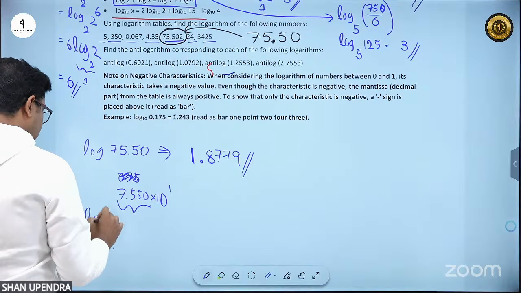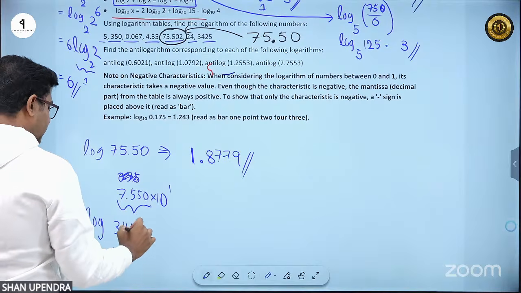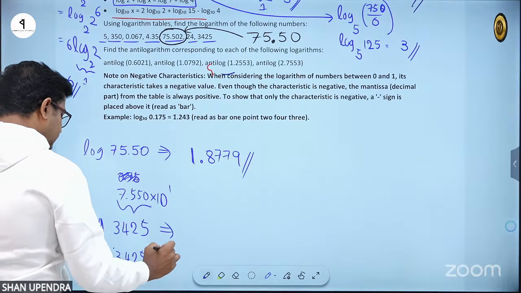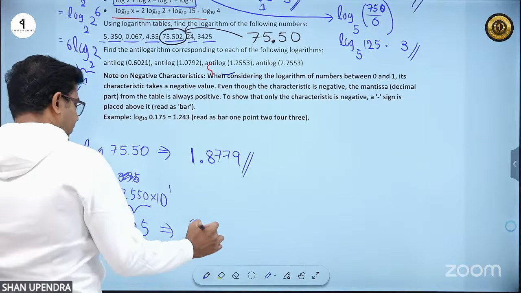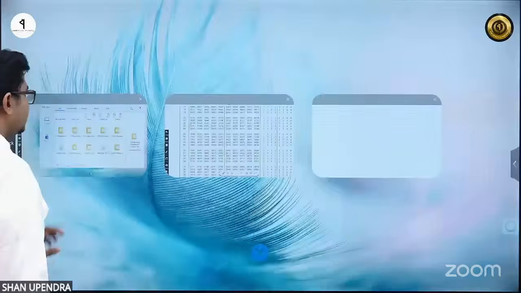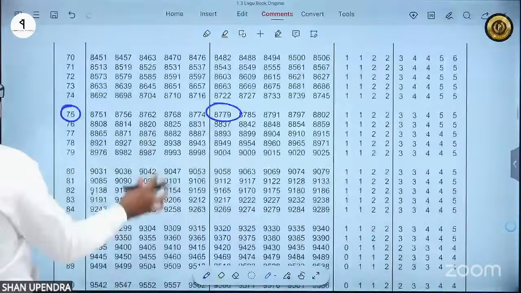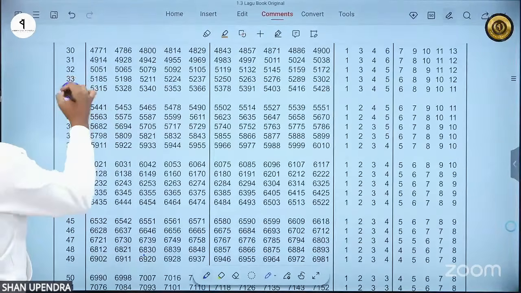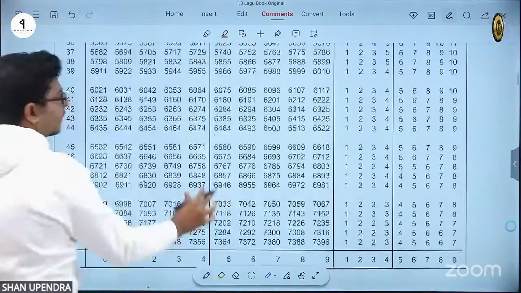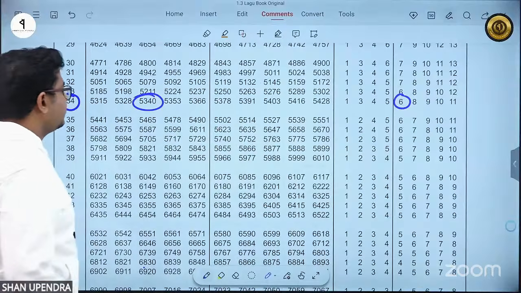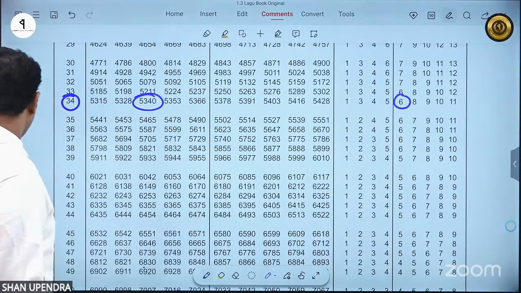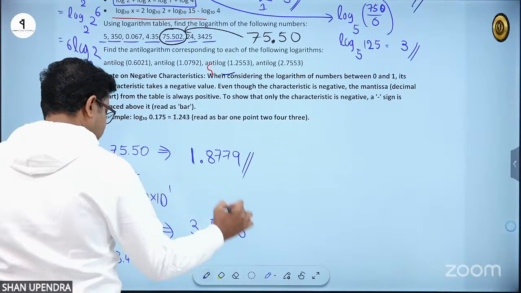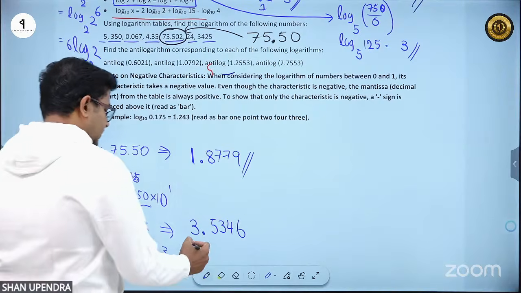I need log 3425. So I can represent this one as 3.425 times 10 to the power 3. So it's 3 point something actually. So 3 point something. How do you find 3425? Then its answer is 5346. Okay. So this is the log value.